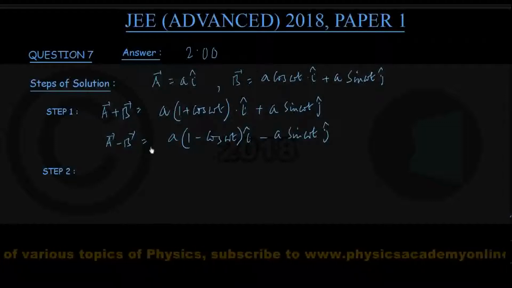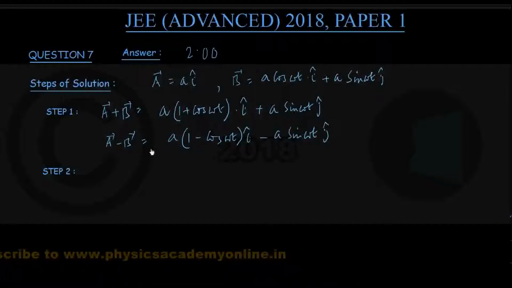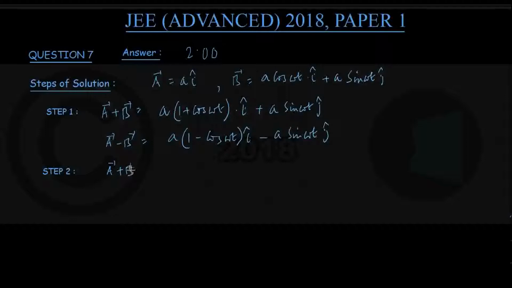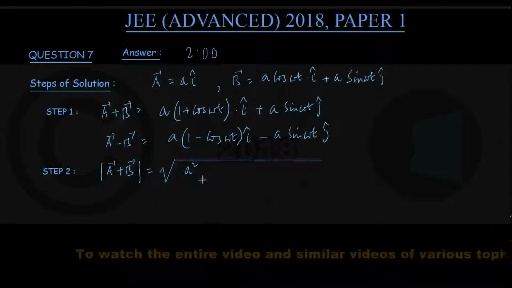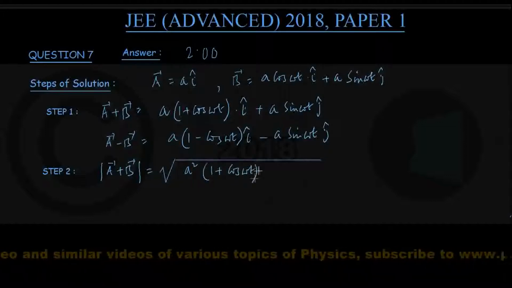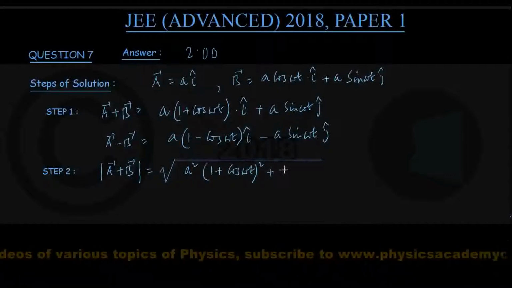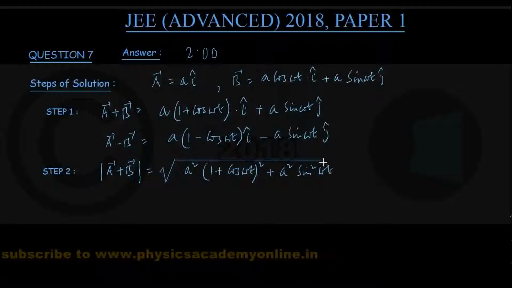So recall that a vector r is equal to xi plus yj. Its magnitude is square root of x square plus y square. So in this case, we can write down the magnitude of A plus B vector, that is equal to under square root A square into (1 plus cos omega t) whole square plus A square into sine square omega t.